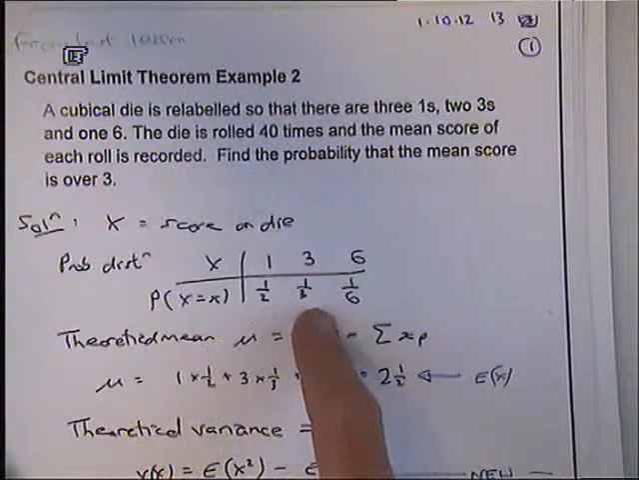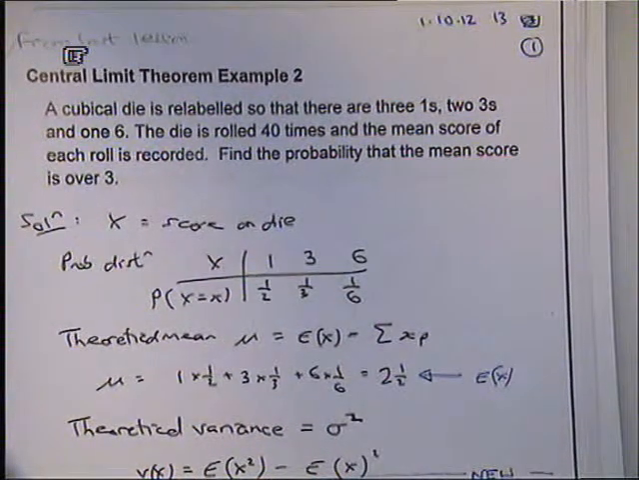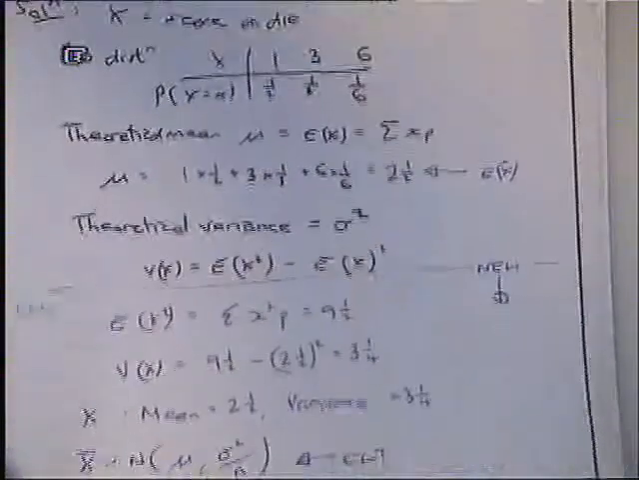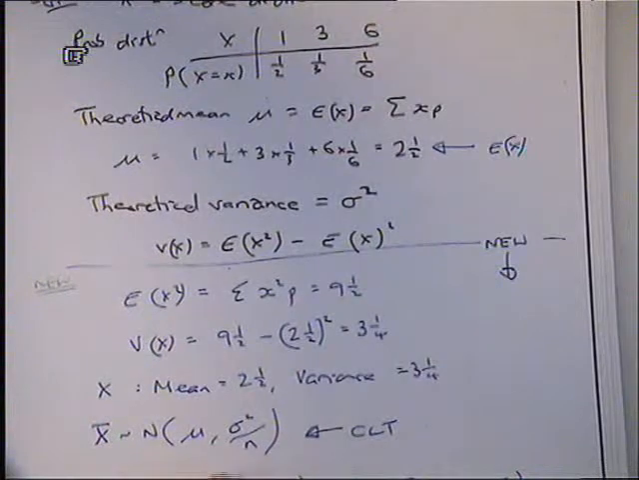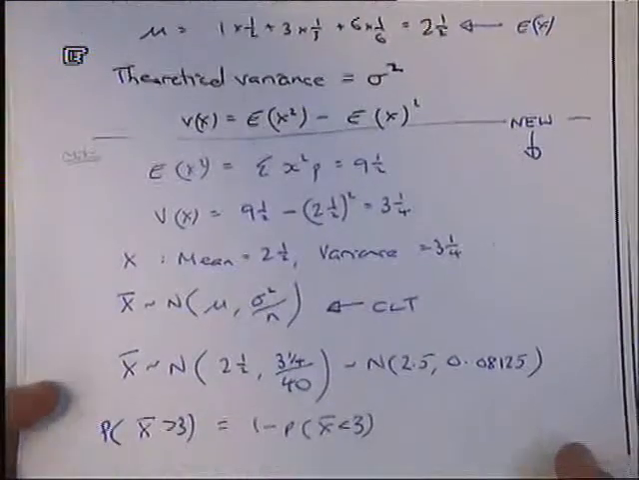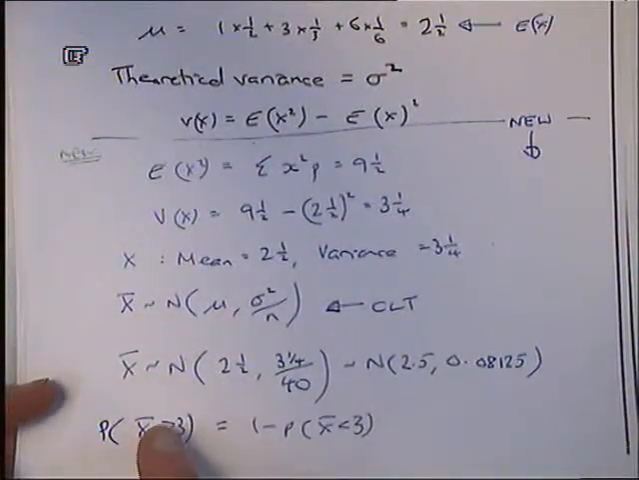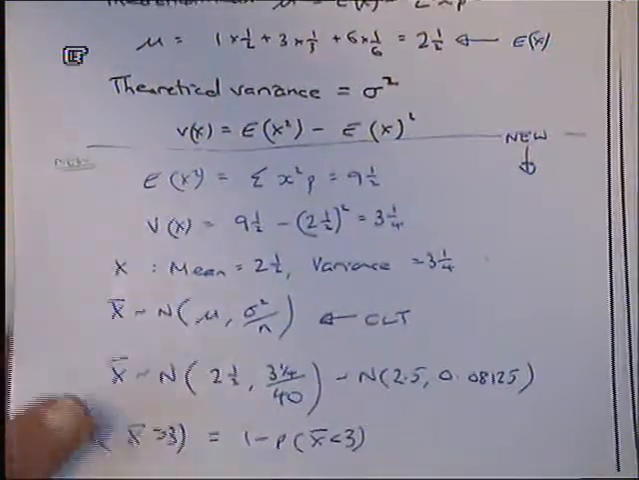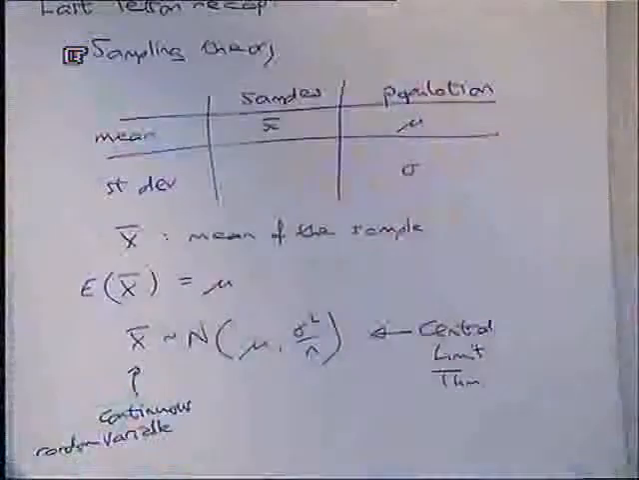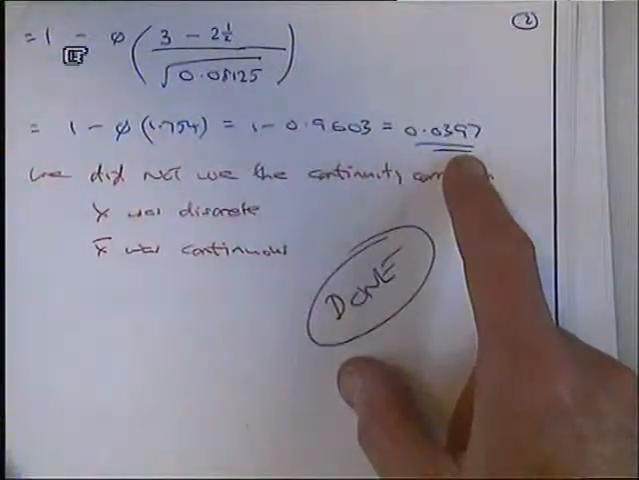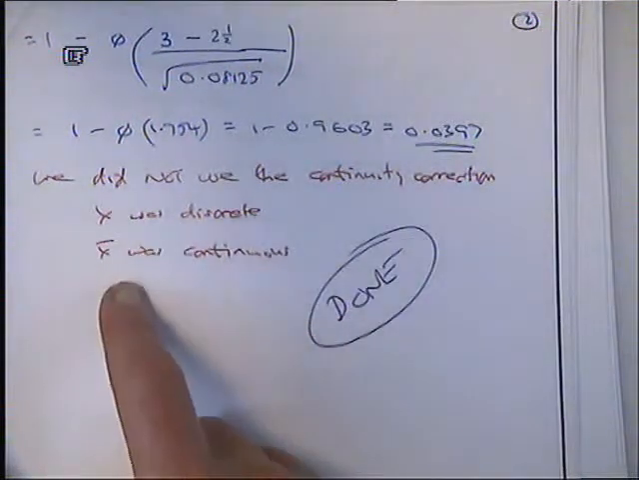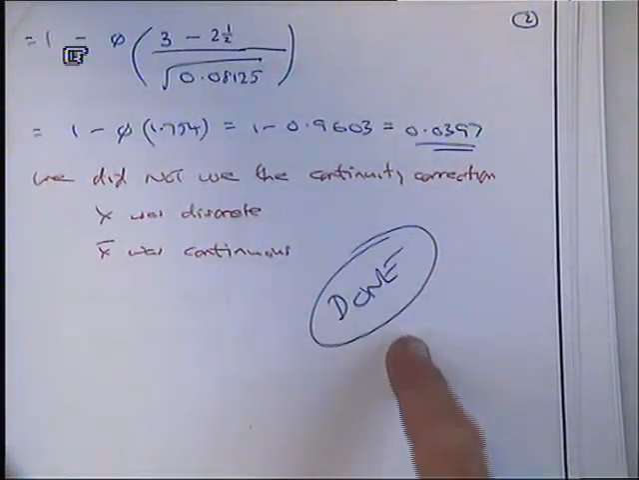We drew its probability distribution, and we worked out its mean and its variance, and we then used the central limit theorem to find the distribution of x bar, and we worked out the probability that the sample mean was bigger than 3 was this value over here. And we didn't use the continuity correction because whilst x was discrete, x bar wasn't. That's what we've done so far.